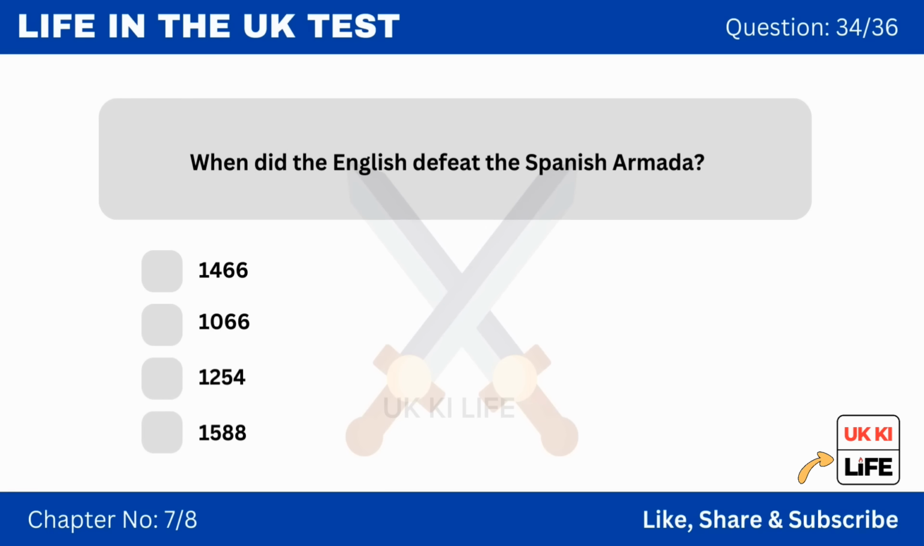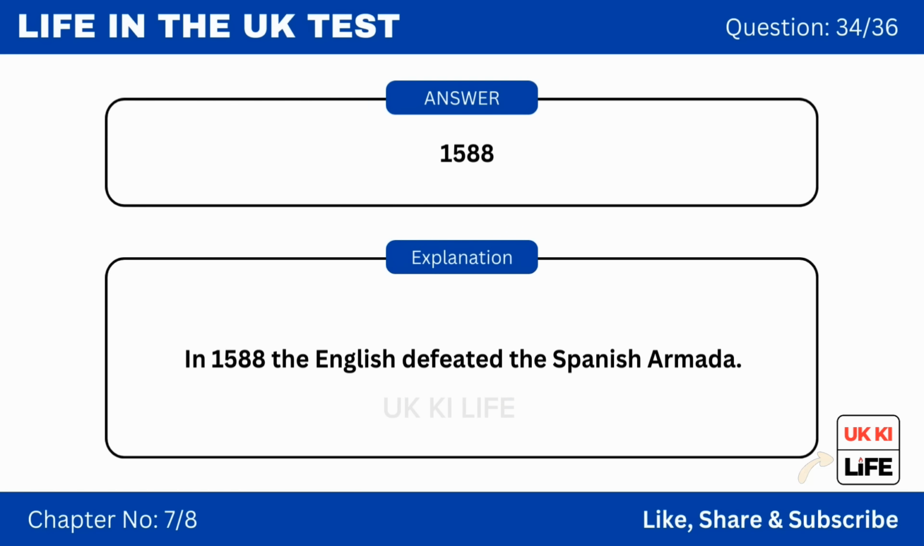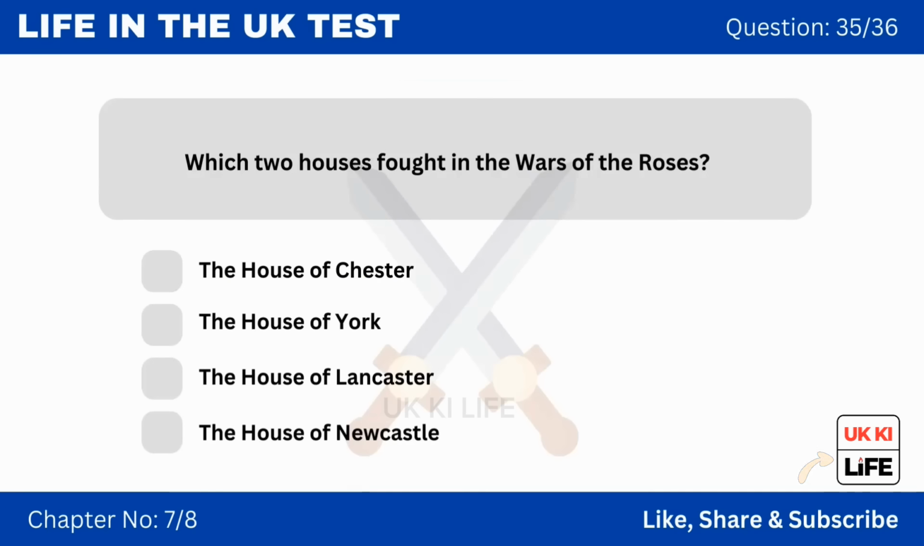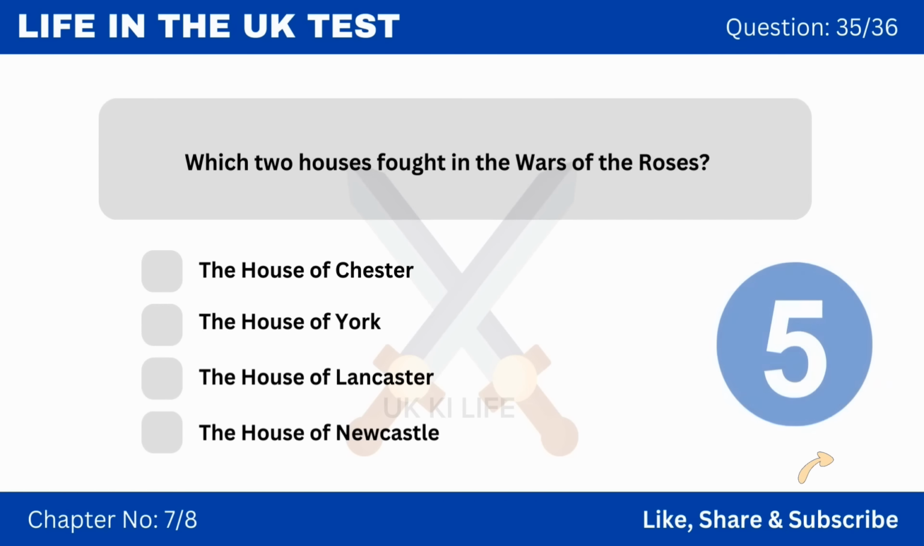The correct option is D. Explanation. In 1588 the English defeated the Spanish Armada. Question 35. Which two houses fought in the Wars of the Roses? The House of Chester, the House of York, the House of Lancaster, the House of Newcastle.